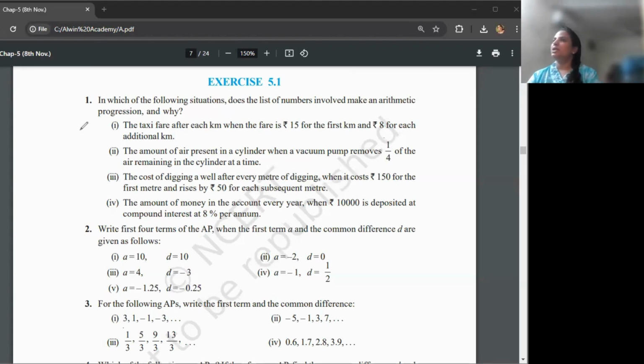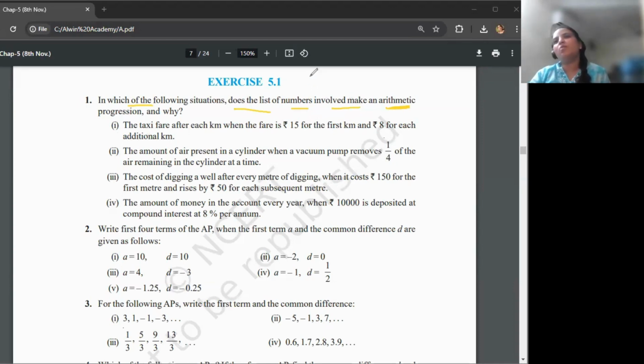ओके exercise 5.1 we are starting with. When they ask you in which of the following situations does the list of the numbers involved make an AP, what you have to check? First of all, make the sequence. You have to then check if you are adding or subtracting the same thing. If you're adding or subtracting the same thing, that means those numbers are making up an AP.